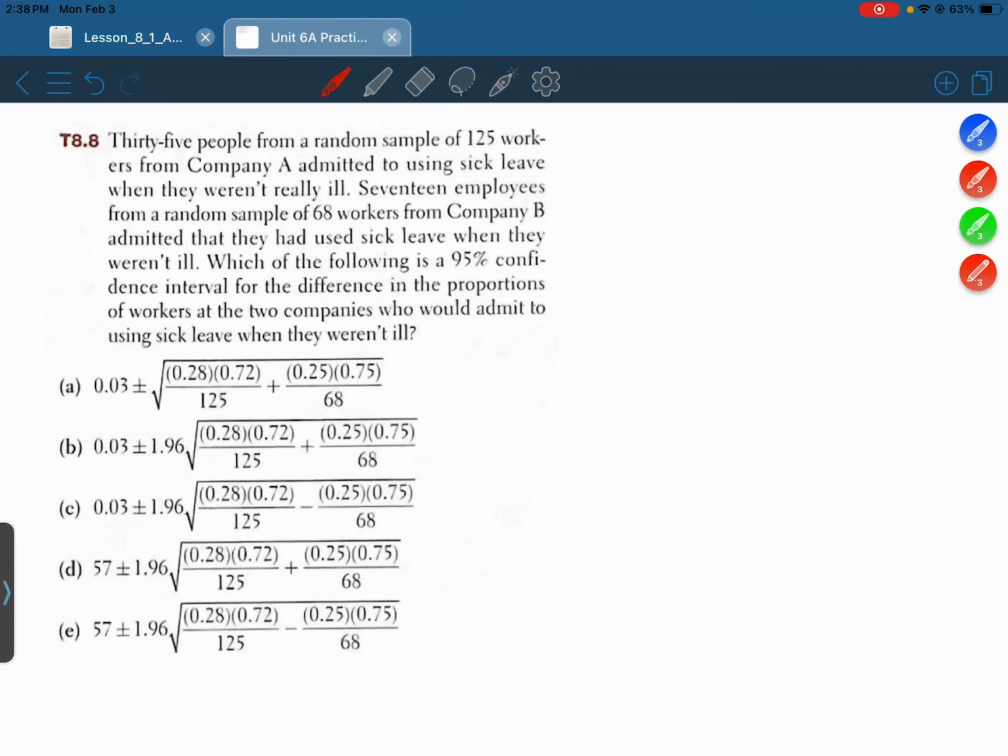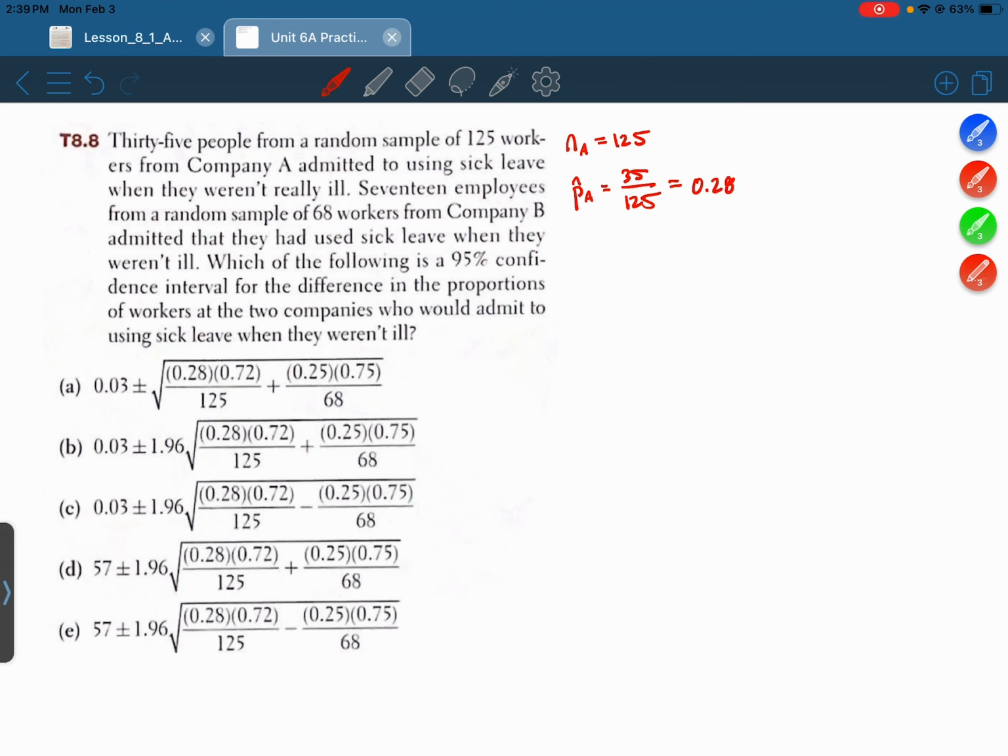T8.8. 35 people from a random sample of 125 workers from company A admitted to using sick leave when they weren't really ill. Okay, so let's just make a note here. So N_A is 125 and P hat A is 35 out of 125, which is equivalent to 28%.